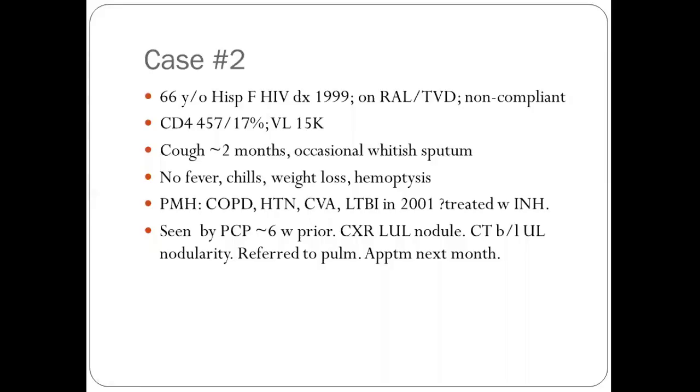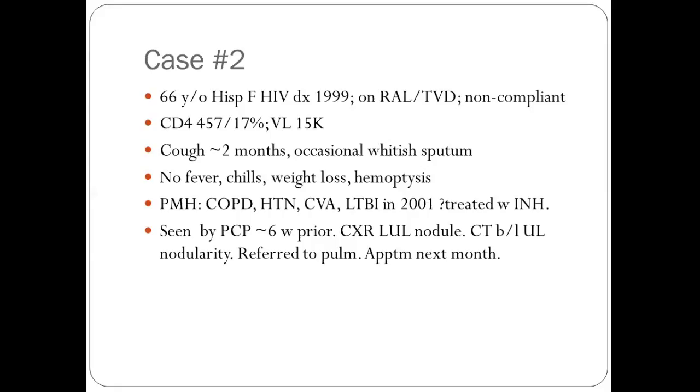We now have a 66-year-old Hispanic female in Kentucky. She has been here since 1999 when she was diagnosed with HIV. I believe she's from Guatemala. She has been on antiretroviral therapy, different regimens, very non-compliant. Her most recent regimen was raltegravir and Truvada, and her most recent CD4 count, as you can see, was 457.